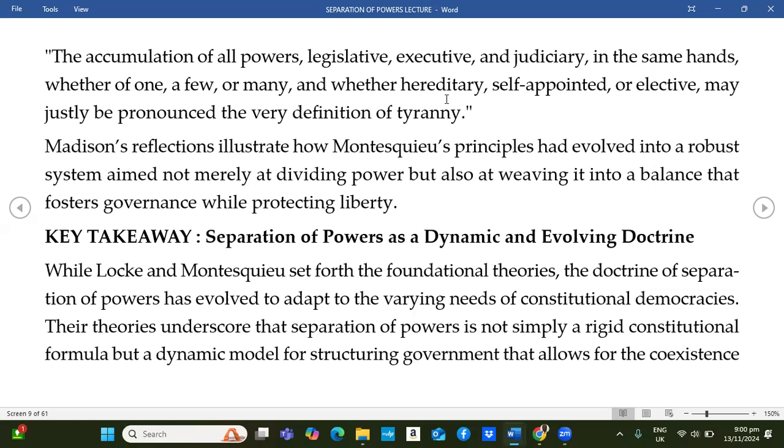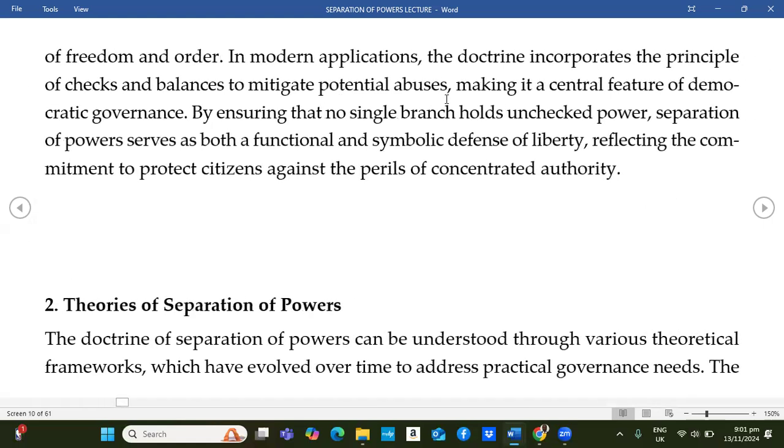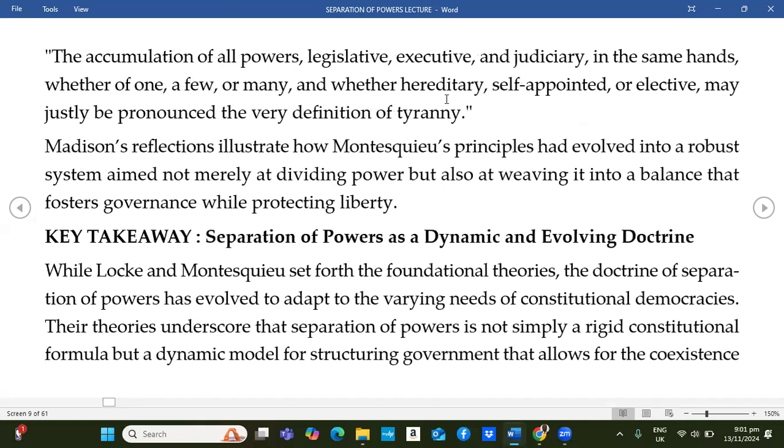And separation of powers is not simply a rigid constitutional formula. Some of the questions you brought up tend to suggest that separation of powers is a very rigid formula, as if we take the three functions of government and they are in three separate streams or channels and their authors do not meet whatsoever. No, we should rather see separation of powers as a dynamic model for structuring government that allows for the coexistence of freedom and order. So that is the bottom line: coexistence of freedom and order.